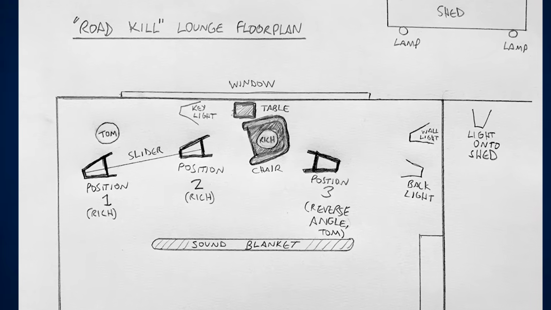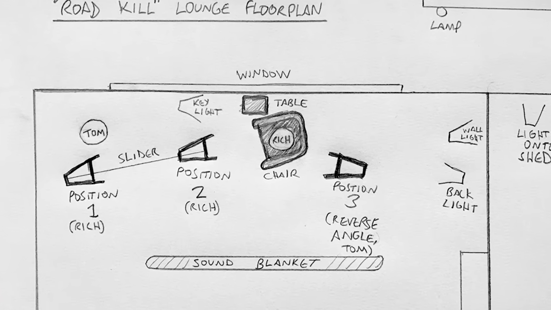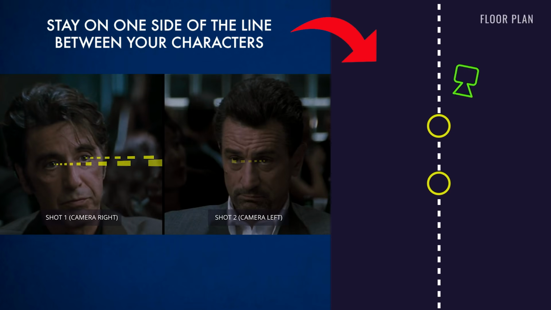First, you can draw a floor plan, which is a bird's eye view looking down on where everything and everyone is, and this can help you decide where to put the camera for each moment. Floor plans are particularly useful for making sure you are not crossing the line and you're sticking to the 180-degree rule.